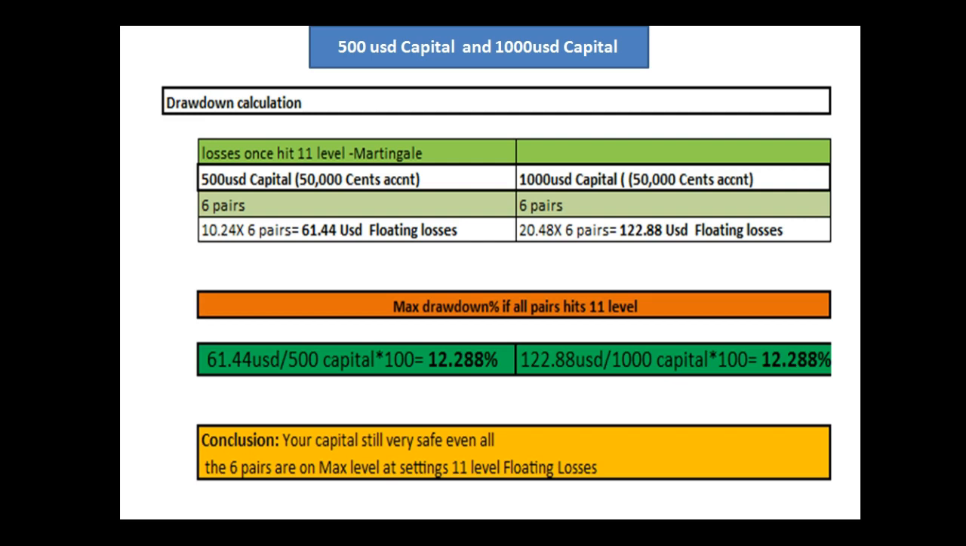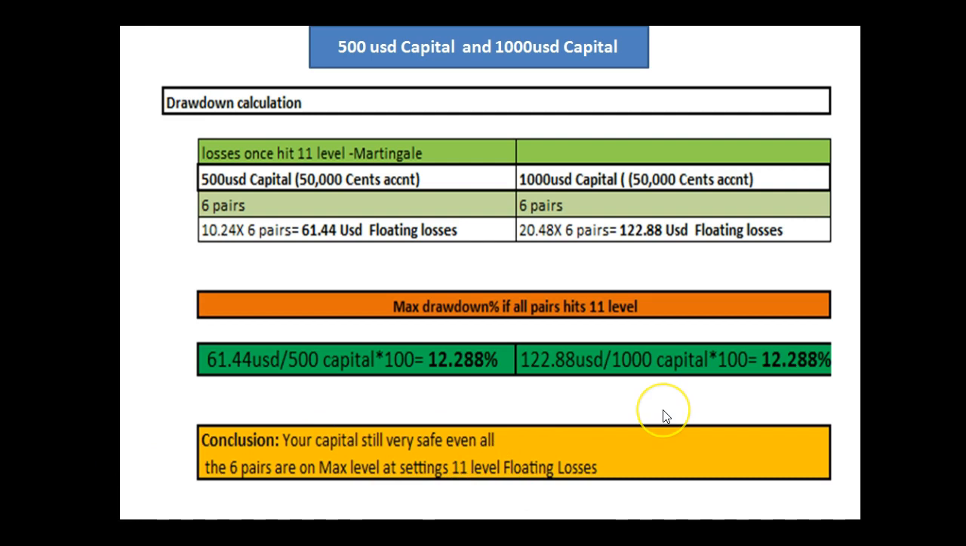You have to calculate their monthly ranging. So if you calculate that, you will know how big a floating loss you are possibly going to hit. All right. So definitely it will reverse back. Okay. So the conclusion here is your capital is still safe even if all the 6 pairs are at the maximum level settings, at 11 levels of floating losses.